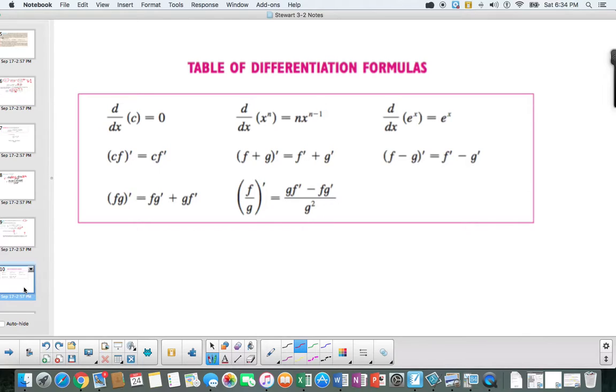Now, in conclusion, here is a table of differentiation formulas that we've had so far. This is the end of the screencast.